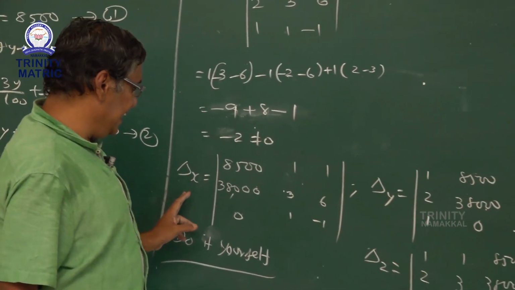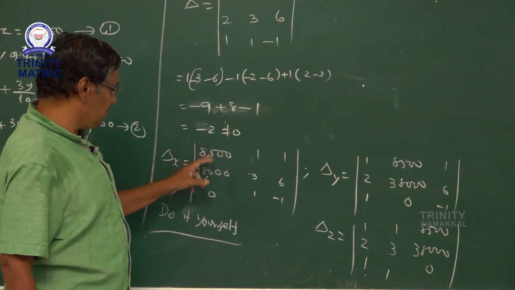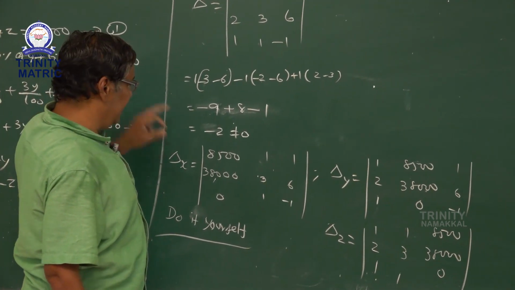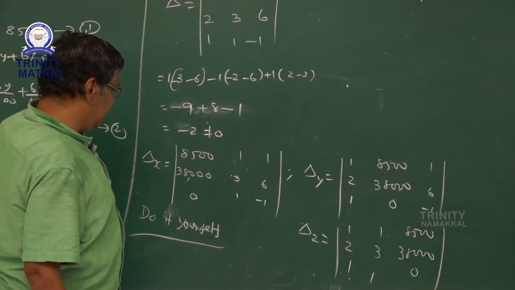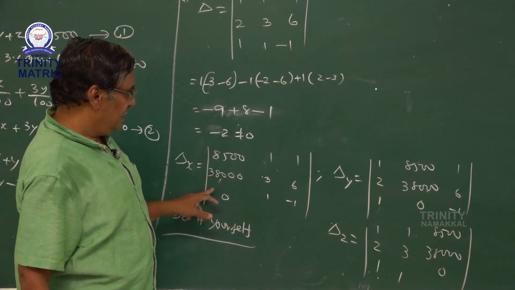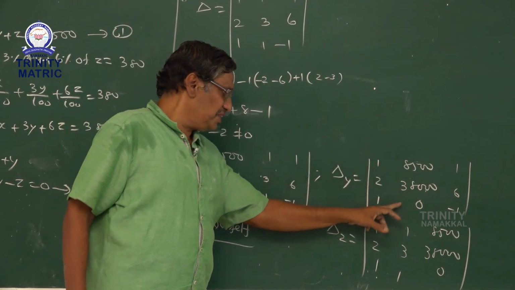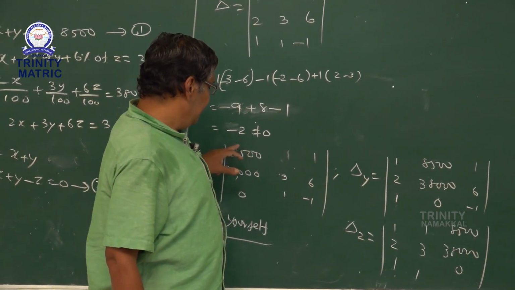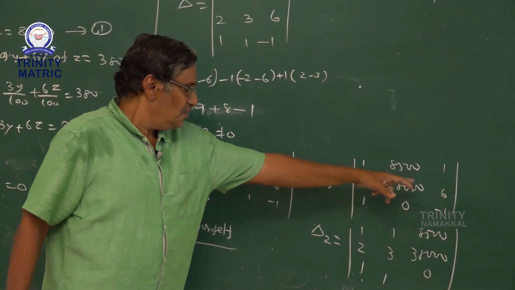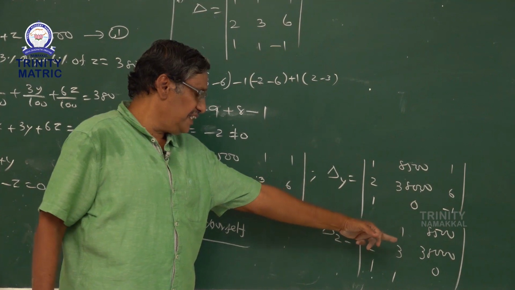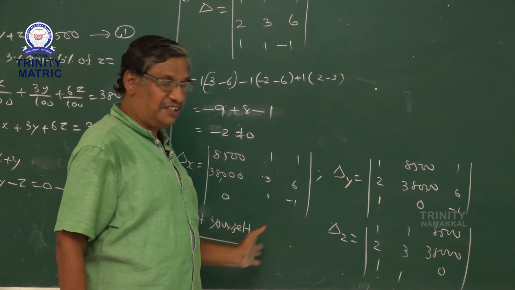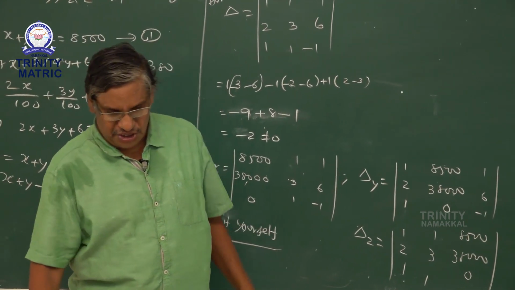So we have to find del x. For that we have to remove the coefficients of x and put the B matrix of the equations. What are the values? 8500, 38,000, and next one is 0. And the coefficients of y and the coefficients of z. Calculate it yourself. Likewise del y. We have to remove the coefficients of y and put the B matrix: 8,500, 38,000, 0. Likewise for z, that is 8,500, 38,000, 0. I did half of the sum. You can do this calculation and find it. Likewise, I will give 2 more sums to you as homework.